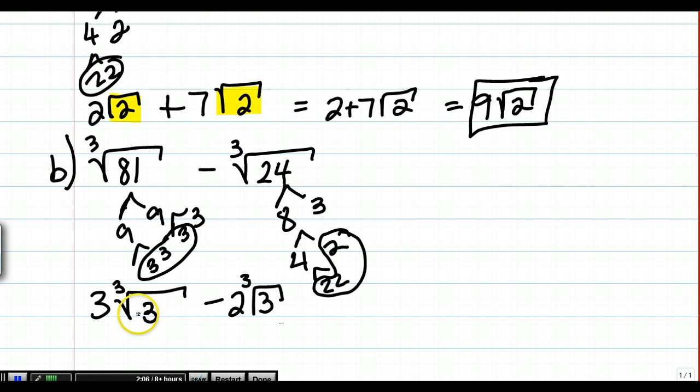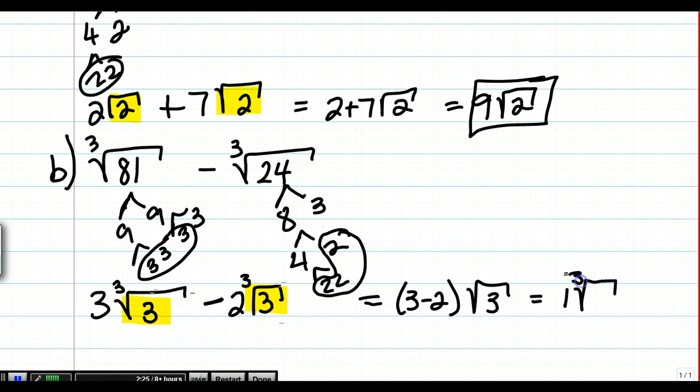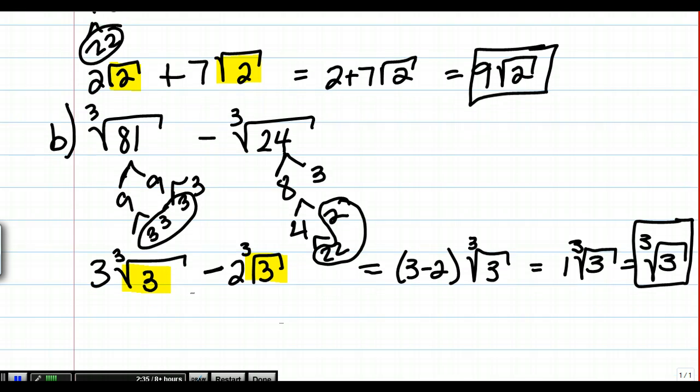So if you notice, again, we have common, in this case, cube roots. So we can add the numbers, or in this case, subtract, because it's a subtraction sign. You can subtract, and it's 3 minus 2, which is just 1 cube root 3, or you can just write it as the cube root of 3. You don't have to have the 1 in the front unless you want to write it. It's right either way.